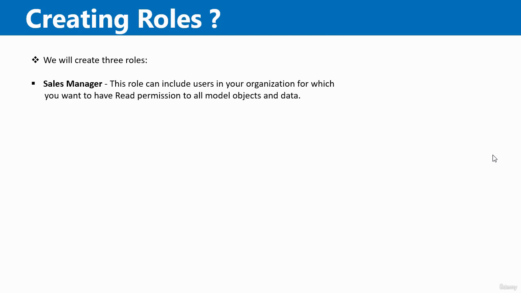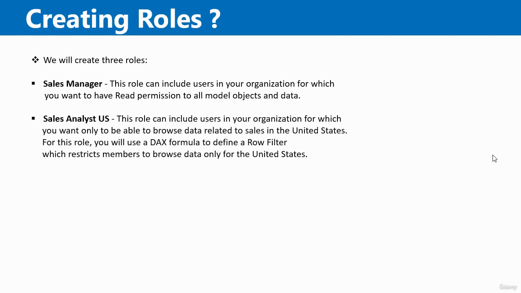The second role we're going to create is a sales analyst US role. For this role, you can include users in your organization for which you want only to be able to browse the data related to the sales in the United States. For this particular role, we are going to use a DAX formula to define a role filter, which will be used to restrict members to browse data only for the United States.